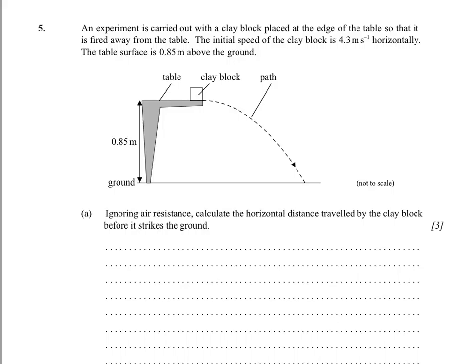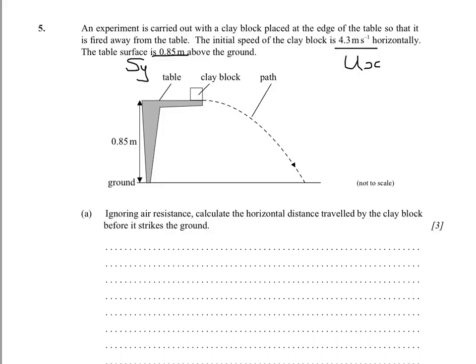We are told that an experiment is carried out with a clay block placed at the edge of a table that is fired away from the table. The initial speed of the clay block is 4.3 meters per second horizontally. So that's our u in the x direction. The table surface is 0.85 meters above the ground, so that's a distance, or s, and that's the vertical height drop, so that's sy.